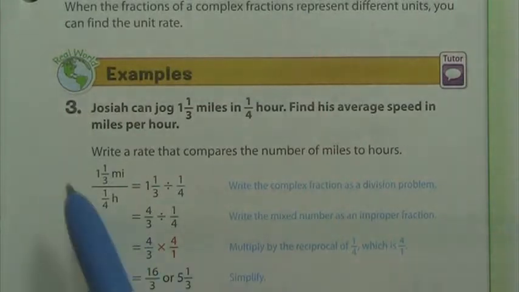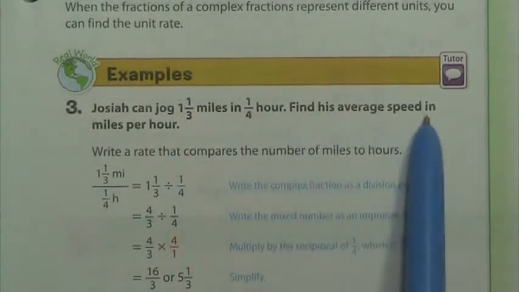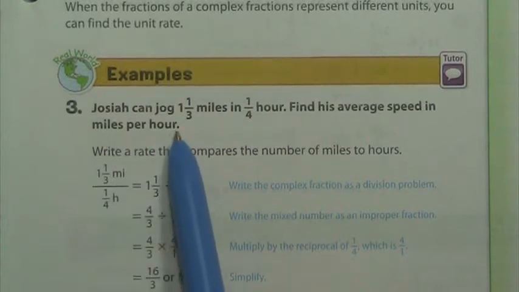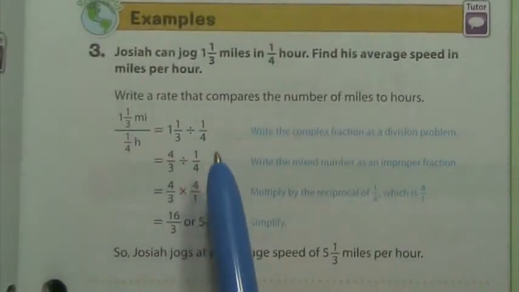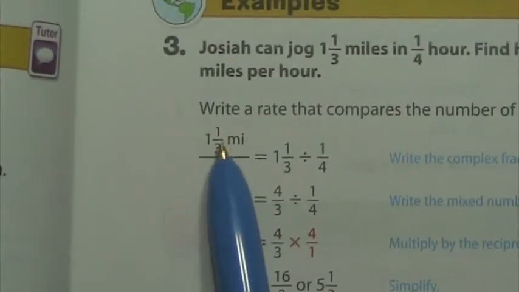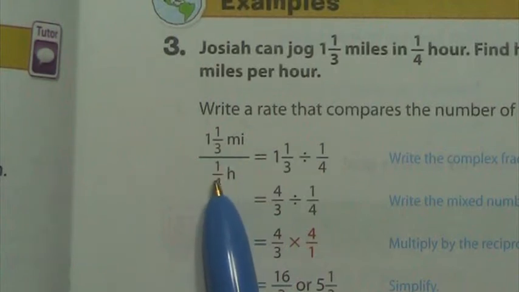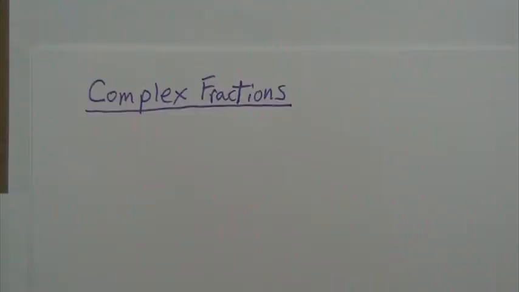And it says, Josiah can jog 1 1/3 miles in 1/4 hour. Find his average speed in miles per hour, 1 hour. So sometimes we're going to have to divide, and here it is right here. Sometimes we'll have to divide fractions, a fraction divided by a fraction. Okay, now that we've discussed dividing fractions, let's talk about complex fractions.